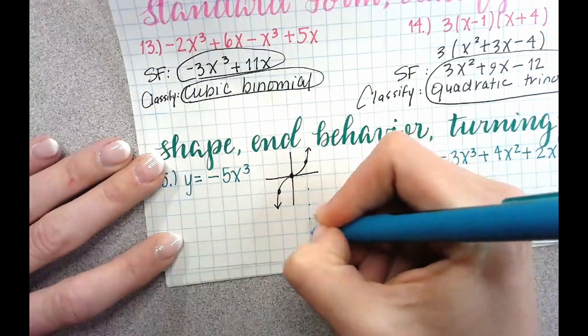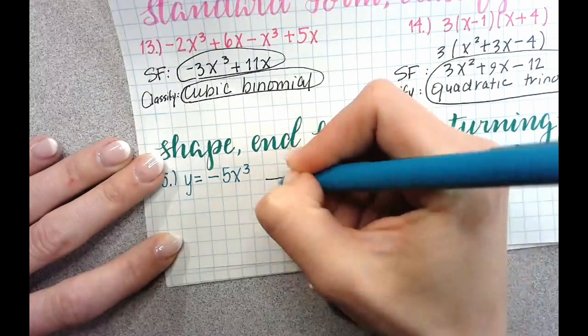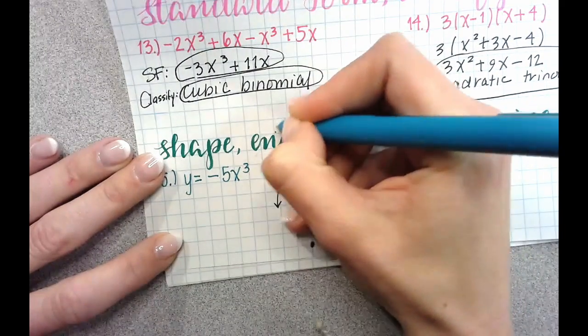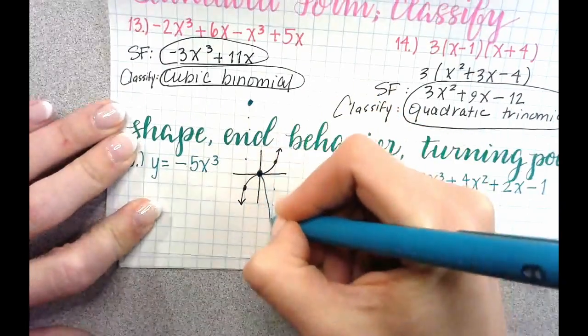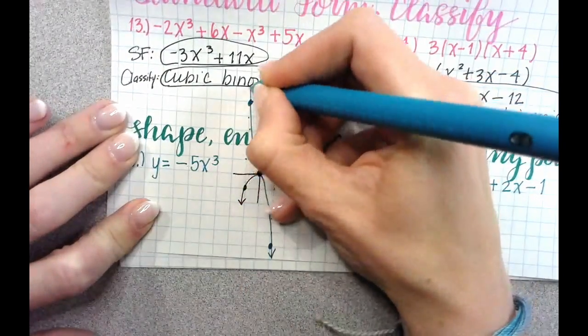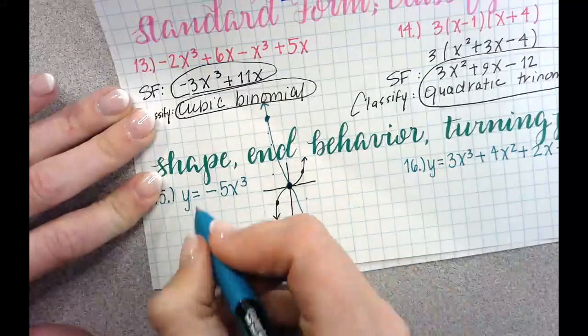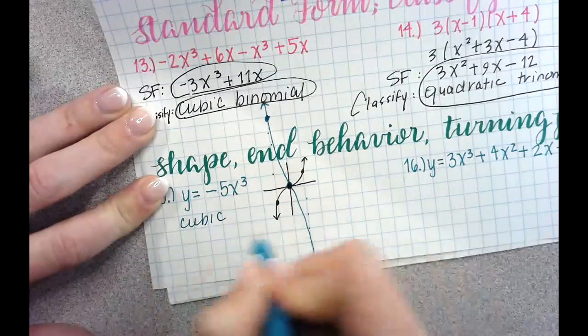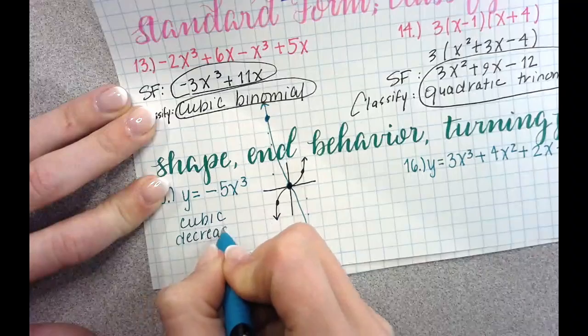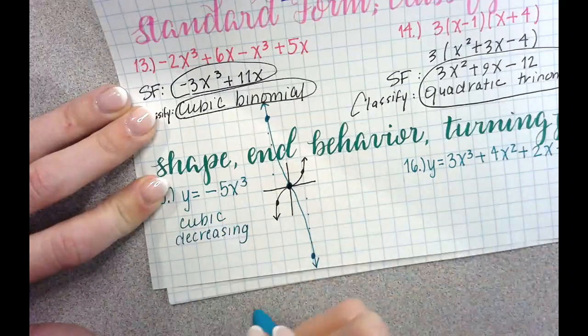So 2, 3, 4, 5. That stays the same. Flips. That's 1, 2, 3, 4, 5. Did you have to actually fully graph? No, but I'm just kind of drawing a little bit, so that the shape is cubic, decreasing the whole time. If I want to give some more details, you'd say it's decreasing because we go from left to right.